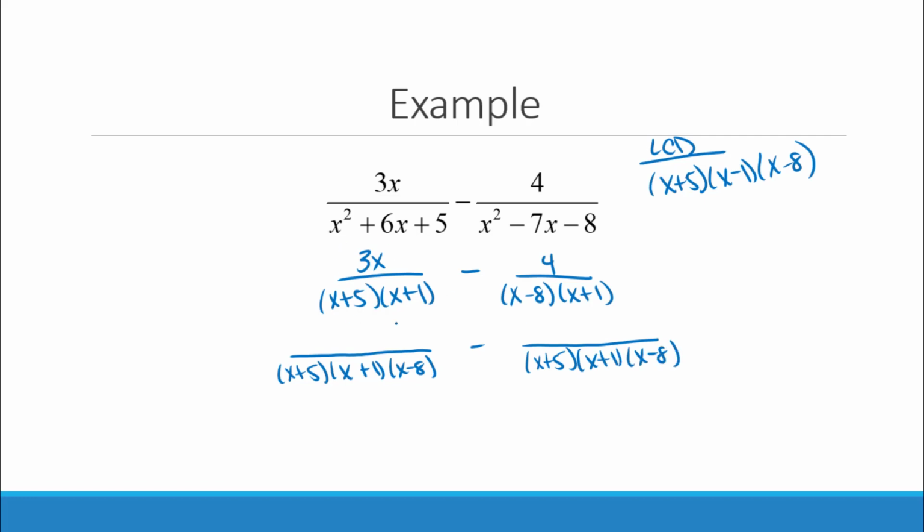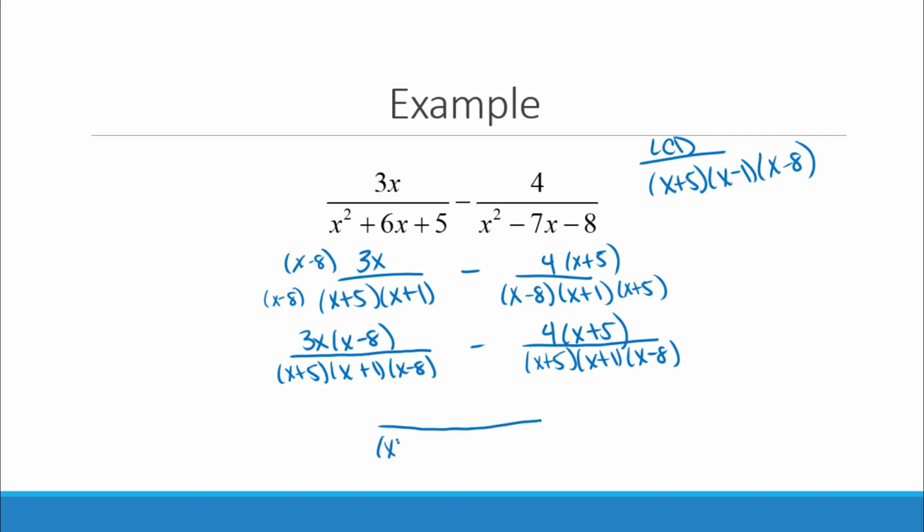So what is being multiplied to go from here to here? Well, you're multiplying by an x minus 8. So I need to do the same thing to the top. This is going to be 3x, x minus 8. What is being multiplied to go from here to here? You're multiplying by an x plus 5. So I'm going to do the same thing to the top here. So this is going to be negative 4 times x plus 5. Let's put this all together. Your goal is to put it together into one big fraction.